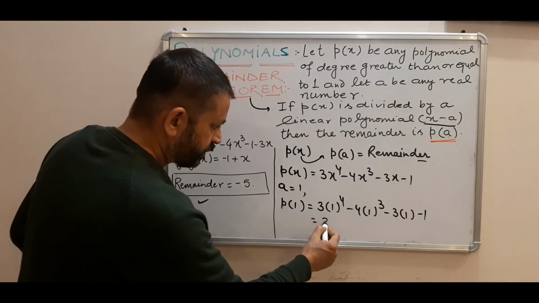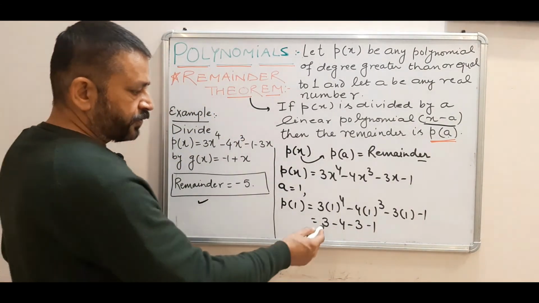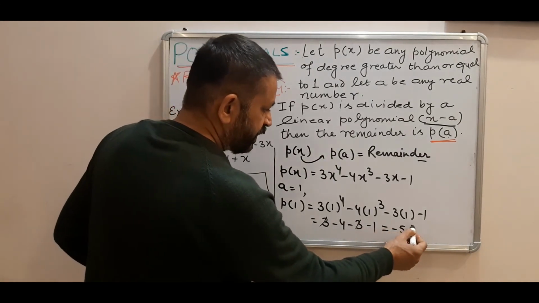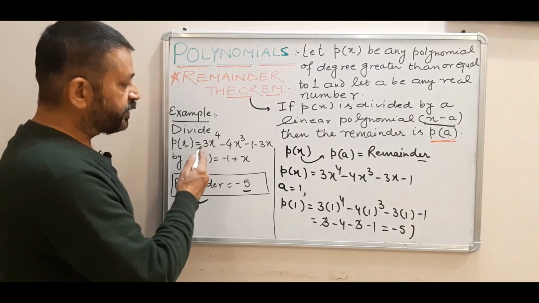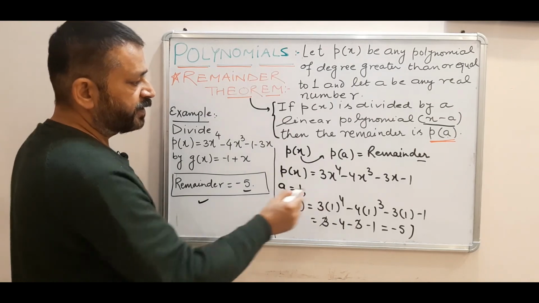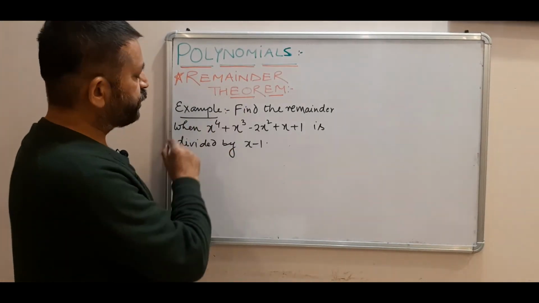Just check. 3 and 3 got cancelled. Minus 4 minus 1 is minus 5. So the remainder was minus 5 only. So with the help of the remainder theorem, we'll save our time and directly we can find the remainder. Now one more example with the help of this remainder theorem.